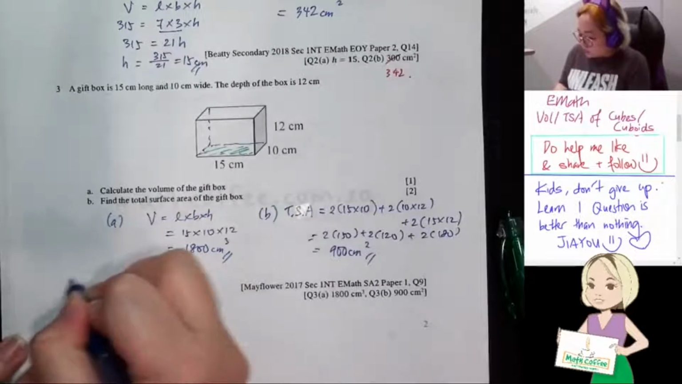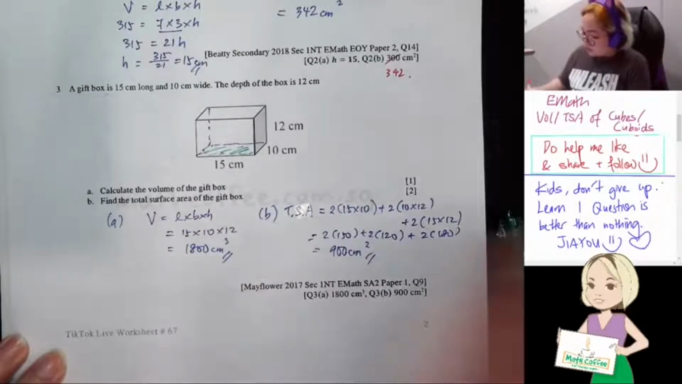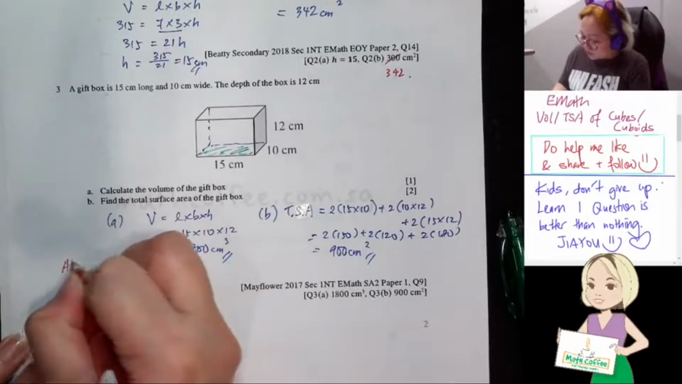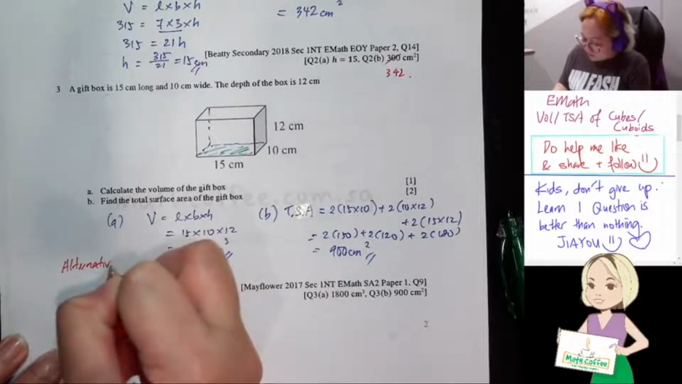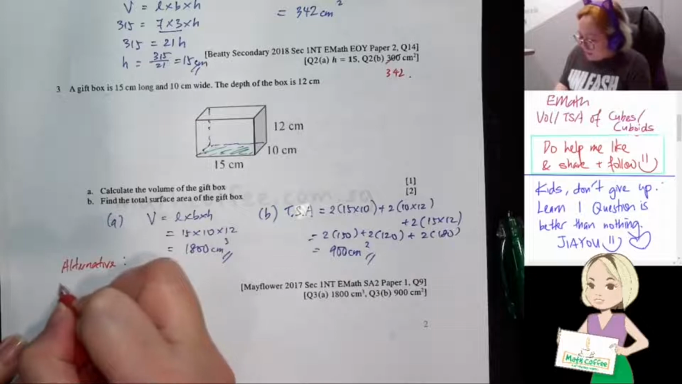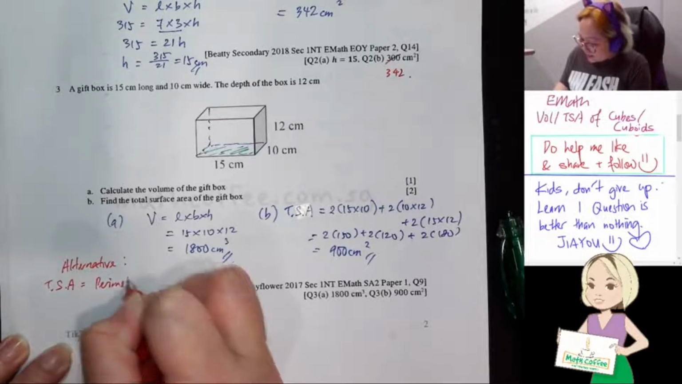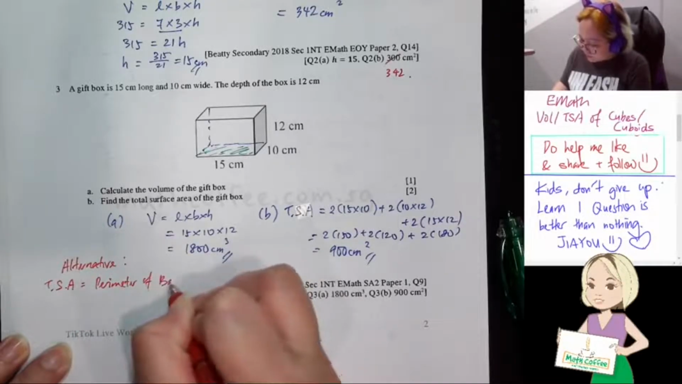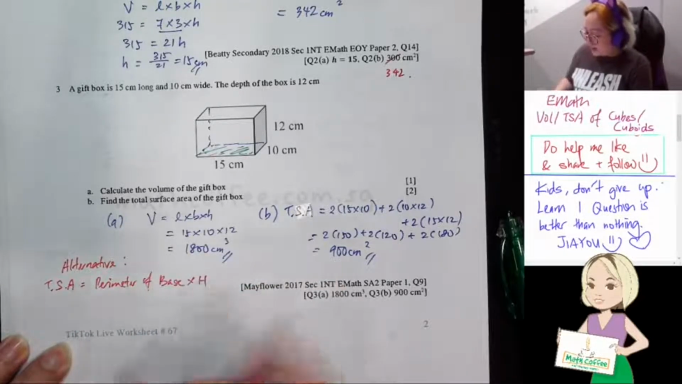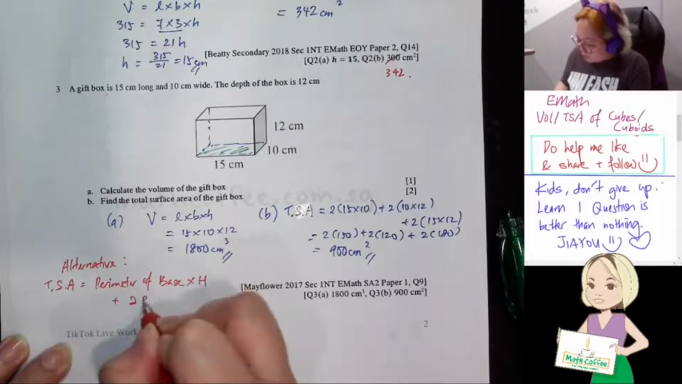So the alternative way, I use red color, alternative way, it will be total surface area is equal to perimeter of base multiplied by the height plus 2 base area.